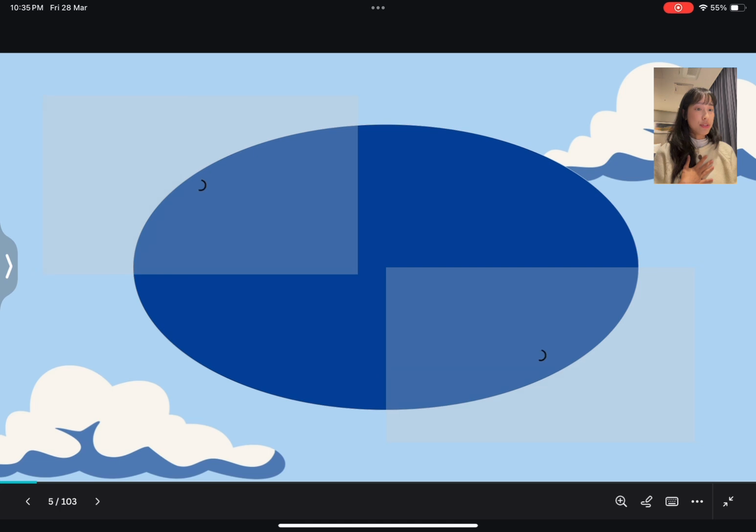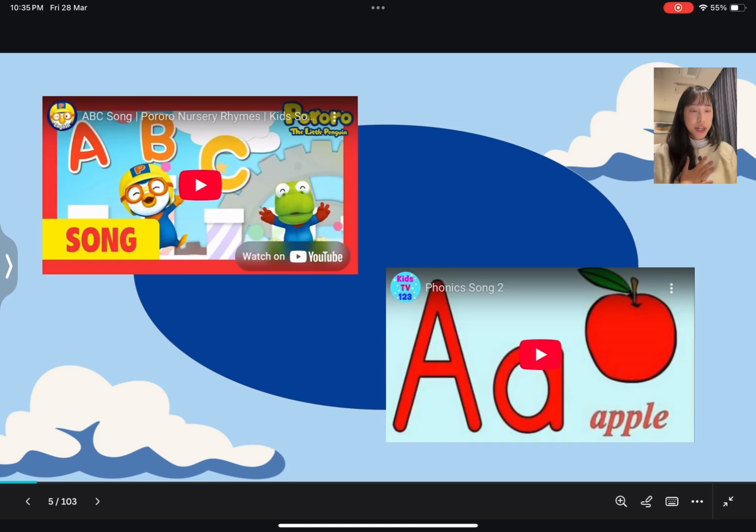We start with 2 songs. I'm not going to play the video here, but basically it's an ABC song with a Korean character since they're Korean kids. They love Pororo. It's amazing. They can relate to it very well, and they will sing along. And then I also included a phonics song. Sorry, I'm a little sick right now, and excuse my voice.